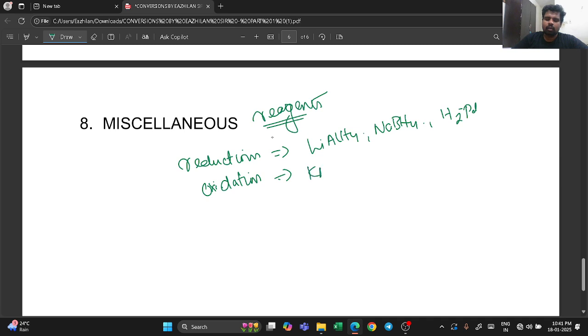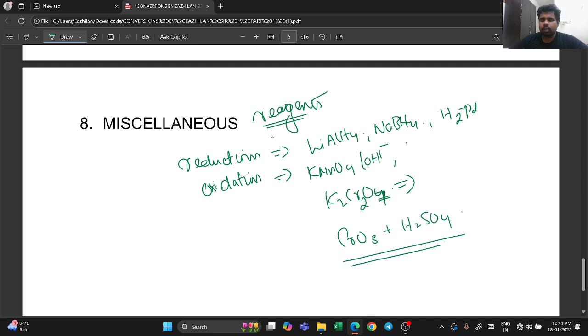Oxidation using potassium permanganate, in acidic medium or alkaline medium, or they may be giving you dichromate, K2Cr2O7 dichromate based oxidations, or Jones reagent, CrO3 in the presence of H2SO4. Or maybe PCC, pyridinium chlorochromate, PDC based oxidations. So these all involve miscellaneous conversions, which we will do later.